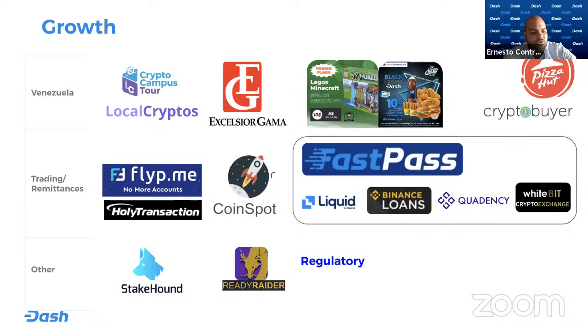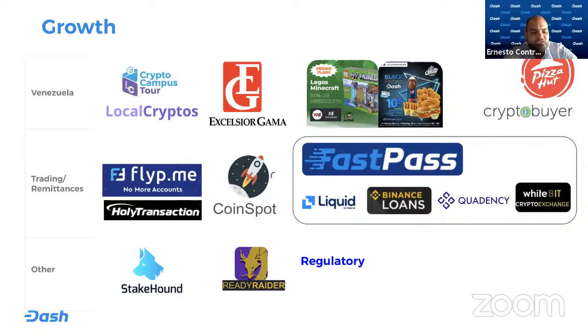This Crypto Campus Tour took us around 4 of the largest universities in the country, where we presented in front of more or less 300 people and shared with them how they could acquire and sell Dash directly on the platform. The result was very good. Local cryptos grew user base, and Dash has been constantly growing during the 3 months that they've been on the platform. The next activity I want to talk about is the Excelsior Gamma launch.